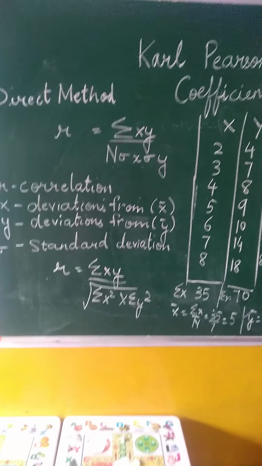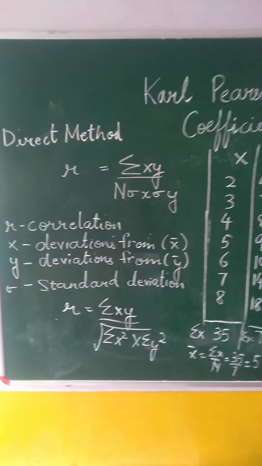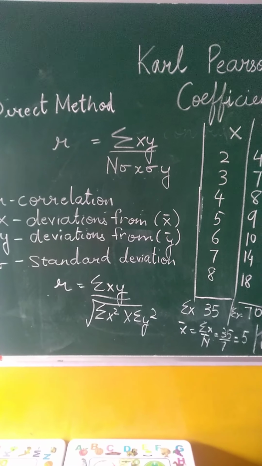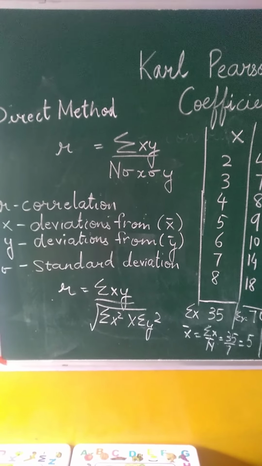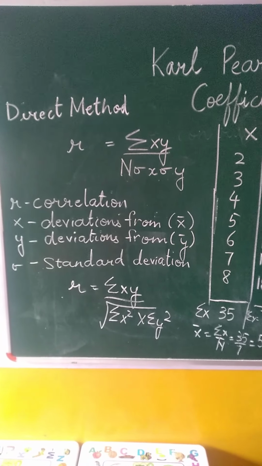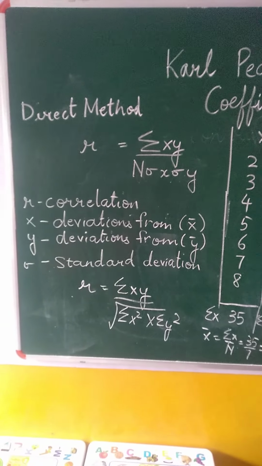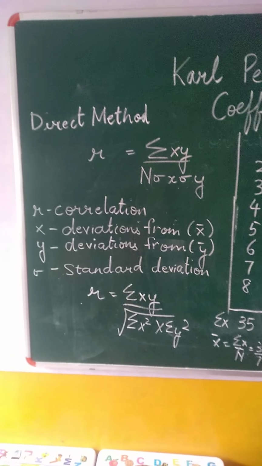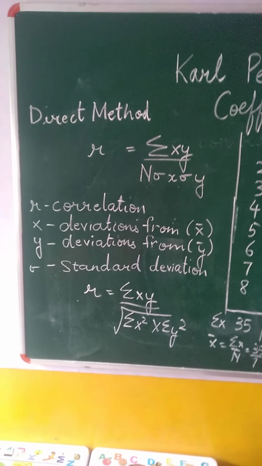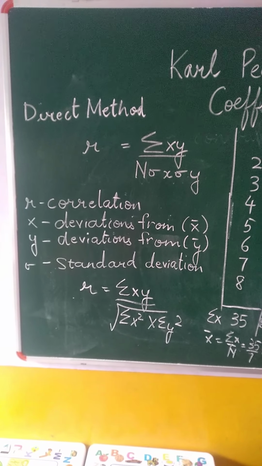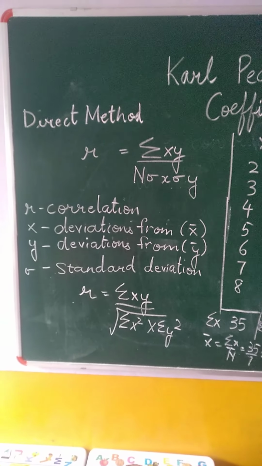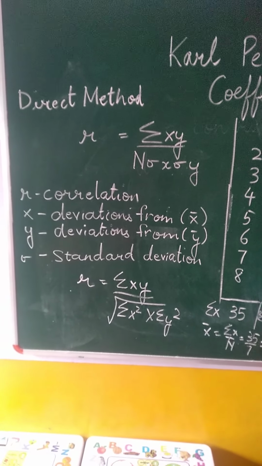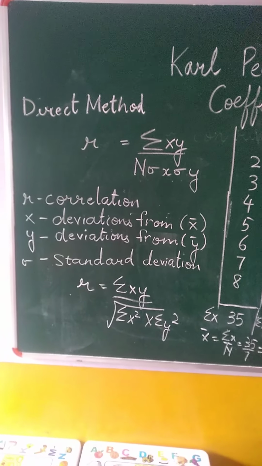The formula used for the direct method is r equal to sigma xy divided by n multiplied by standard deviation of x multiplied by standard deviation of y. Whichever short forms I have used, I have written the meaning of those. r stands for correlation. x stands for deviations taken from the mean of x. y stands for deviations taken from the mean of y. And sigma denotes standard deviation.